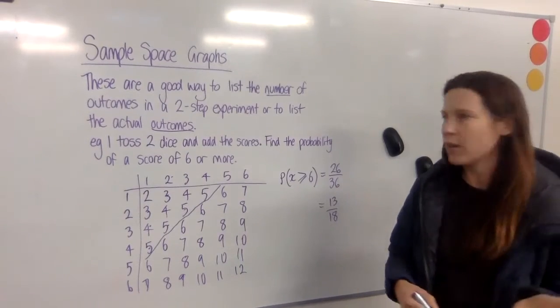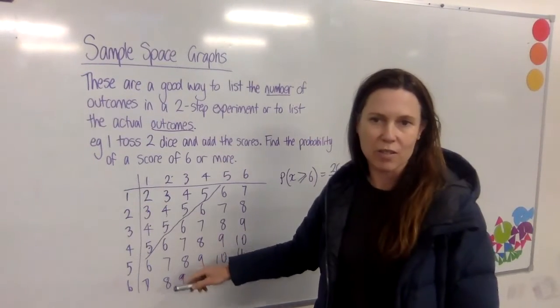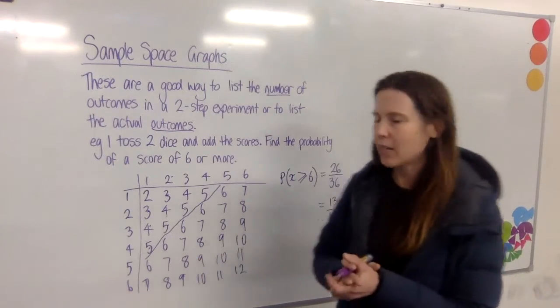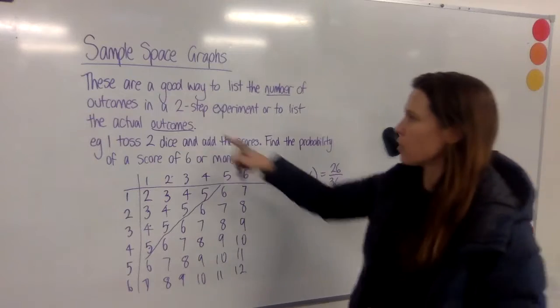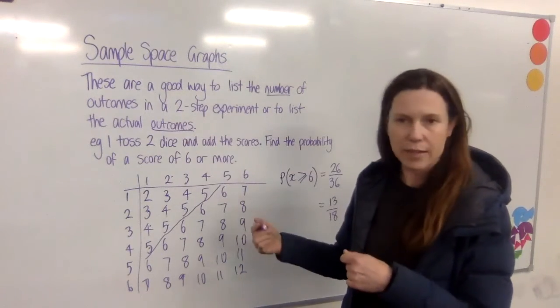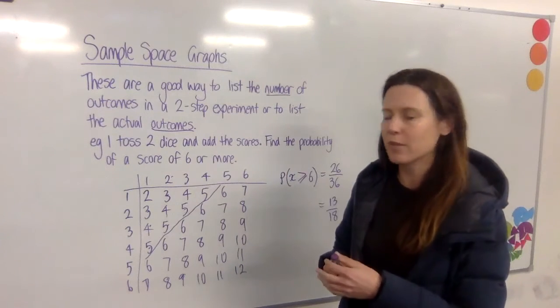Now, sample space graphs have a big limitation. You can only really easily do 2 dimensions. I mean, maybe you could use some software to put a 3rd dimension in, but it's going to get too complicated. But as long as your experiment is only a 2-step experiment, there's lots of dice games and dice questions that could work really well for something like this.